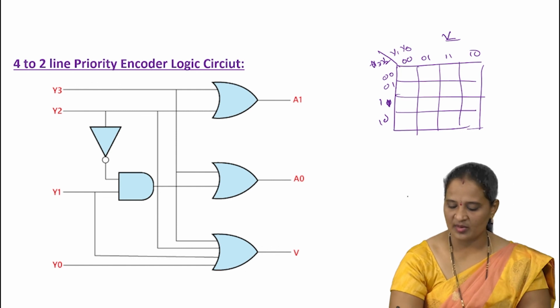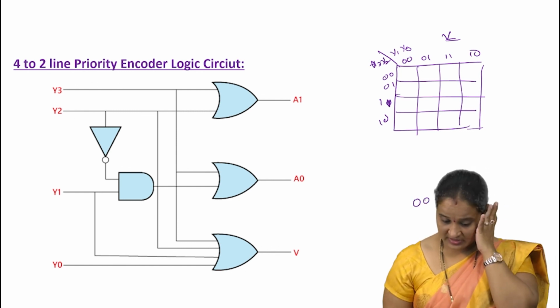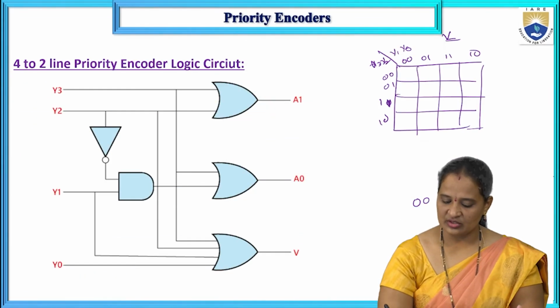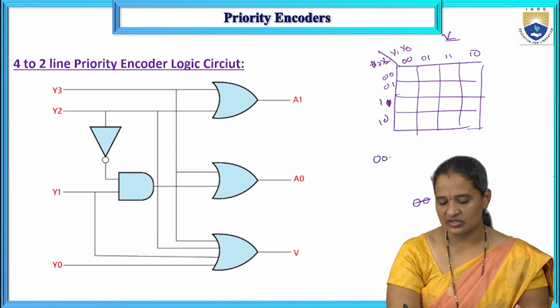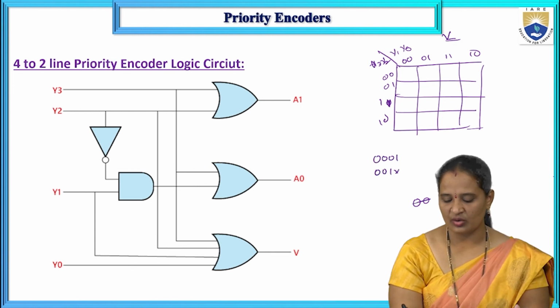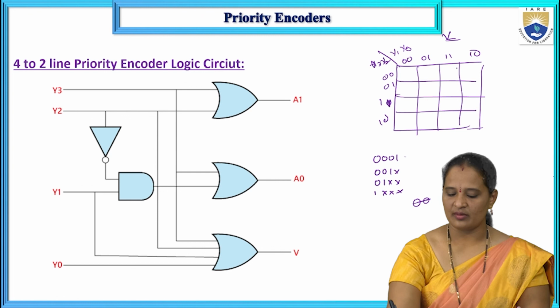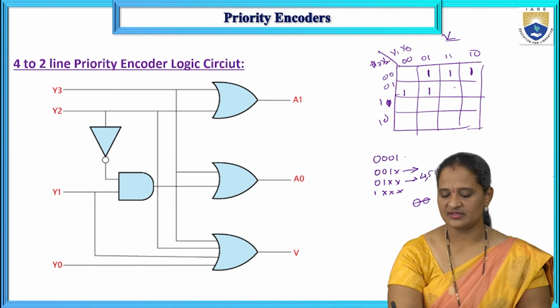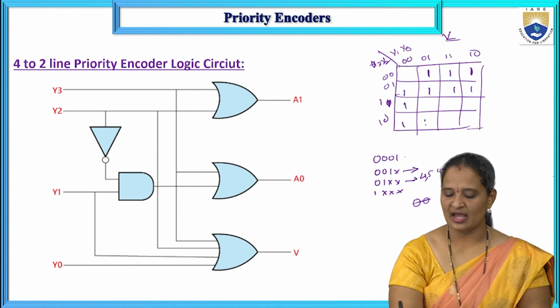So now what are the combinations we have? Just write 0 0 0 1, 0 0 1 don't care, 0 1 don't care, 1 don't care. 0 0 1 means 1. And 0 0 1 don't care means it is 2 and 3. And next this one is 4 5 6 7. Next 8, 9, 10, 11, 12, 13, 14, 15.